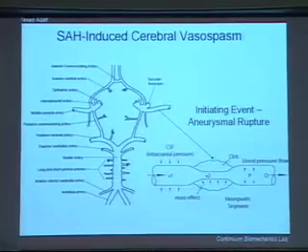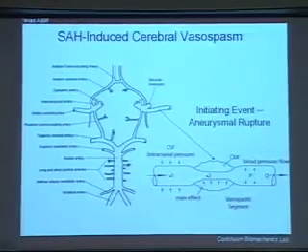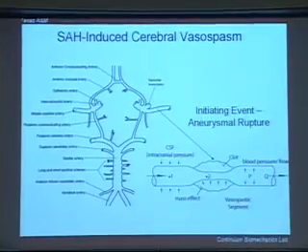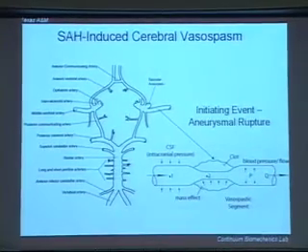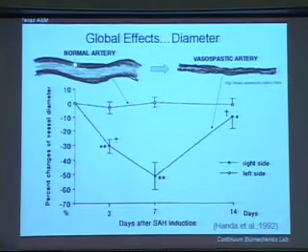The adventitia is collagenous, which is thrombogenic, so you form a clot, and it leads to the clinical condition called cerebral vasospasm, which is actually the leading cause of death in these patients. So let's look at this clot, or the effects of this clot. Here's a result from a paper in '92.